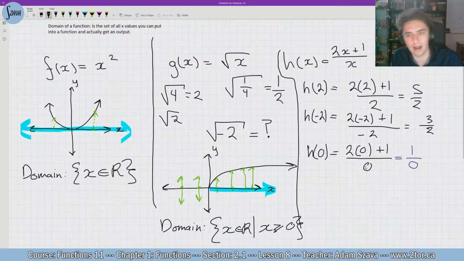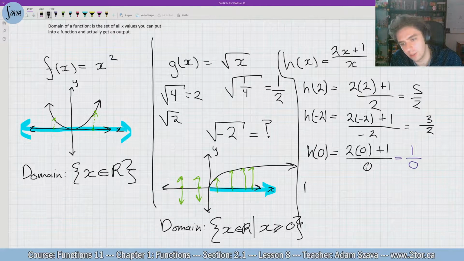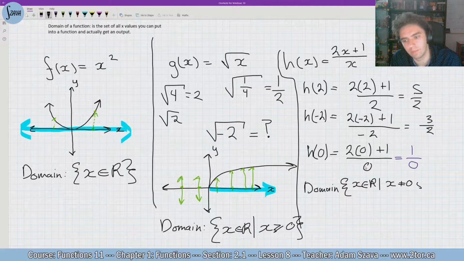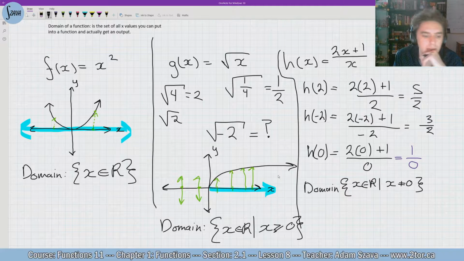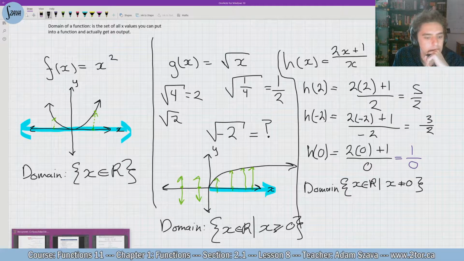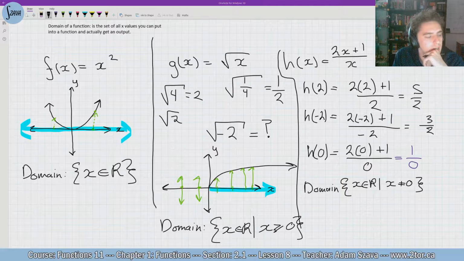And so we see that our domain is everything except 0. So the domain of this function is the set x is an element of all real numbers such that x does not equal 0. Oops, x does not equal 0. Okay, so there's our general review of what a domain is.